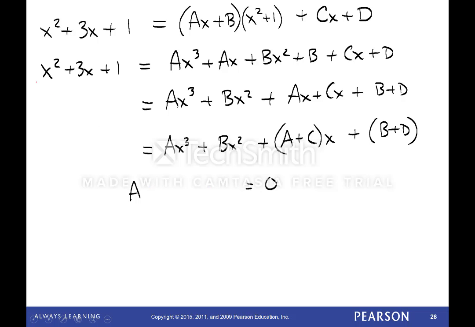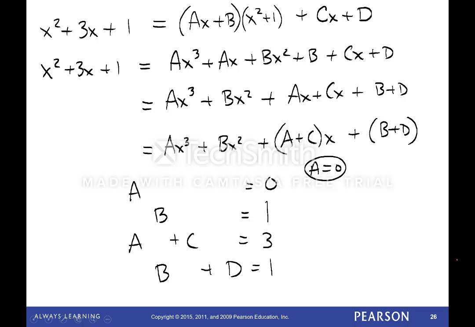Since this guy does not have an x to the cubed, I know a has to equal 0. That's cool, got that one. I got b is equal to 1. That's cool. Then I got a plus c is equal to 3. And then b plus d is equal to 1. So there's 2 variables I know already off the bat. So a is equal to 0, b is equal to 1. And because I know that, I can finish off the rest quite easily.